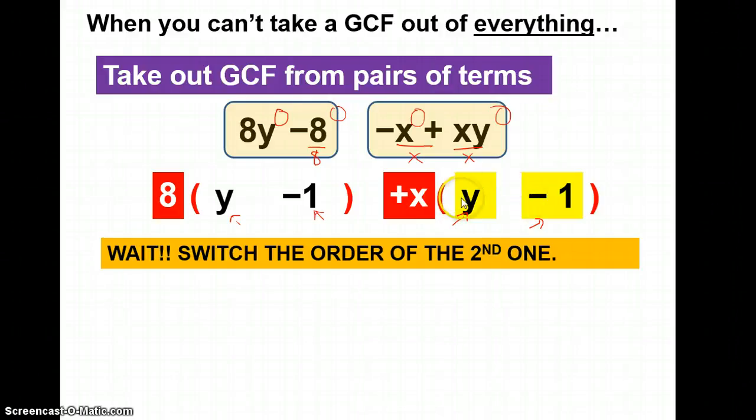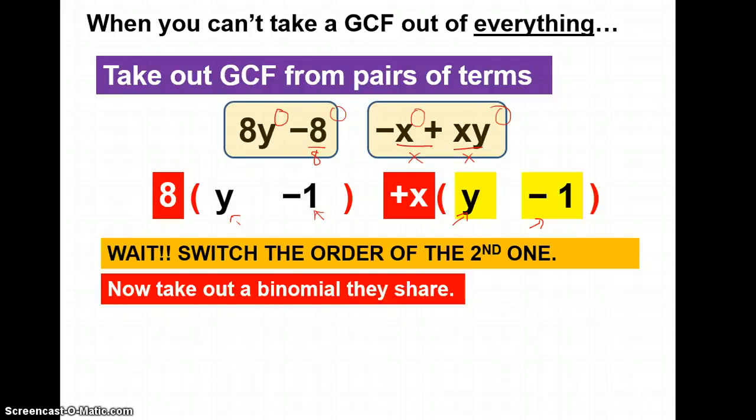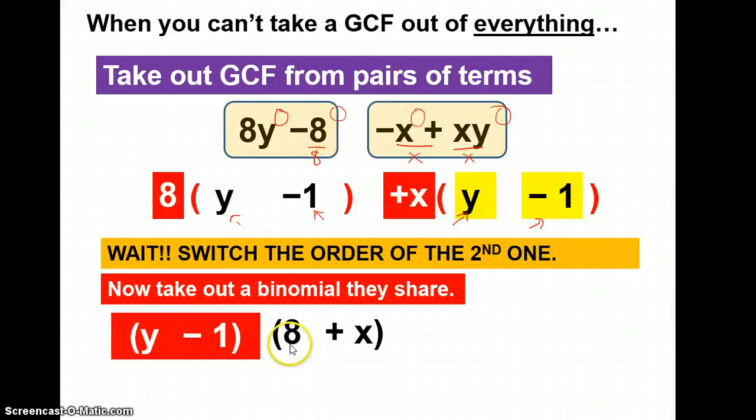Now, I didn't divide out a negative. All I did was switch the order. I'm just going to switch the order. That was my sound effect for switching the order, by the way. Now I can take out that binomial that they share, y minus 1, and I'm left with 8 plus x, or x plus 8. So either one's correct. This one just looks more normal because we're used to the variables being first. But either one, again, fine.